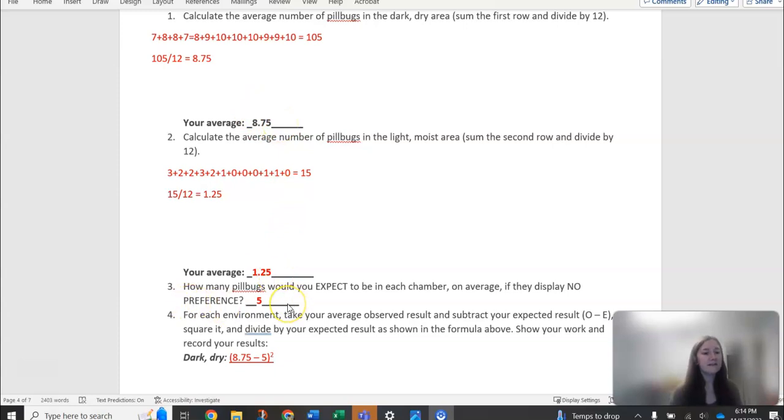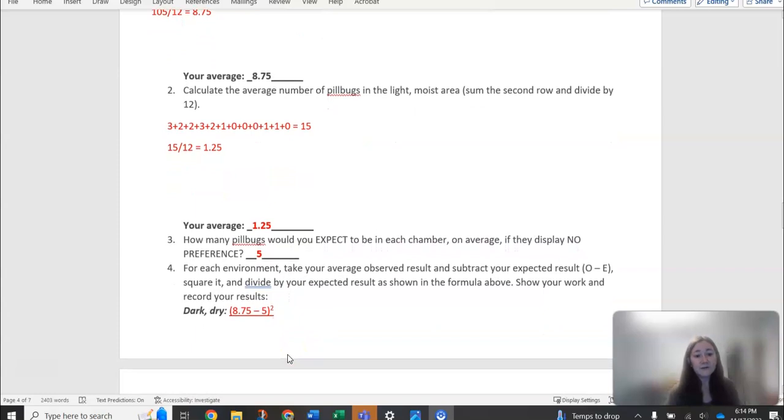Number 3 asks: how many pillbugs would you expect to be in each chamber on average if they display no preference? If they display no preference, we would expect there to be 5 on each side at every time interval, because they're clearly not congregating on one side or the other. They're not showing a preference. Number 4, for each environment, take your average observed result and subtract your expected result of 5. We square that, and then we divide that by our expected.